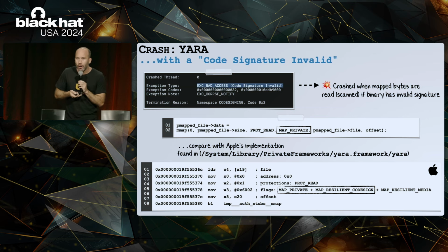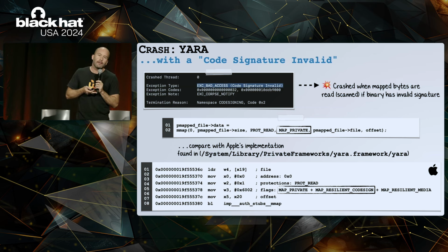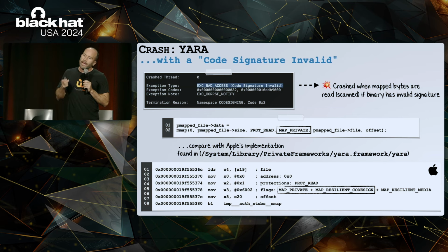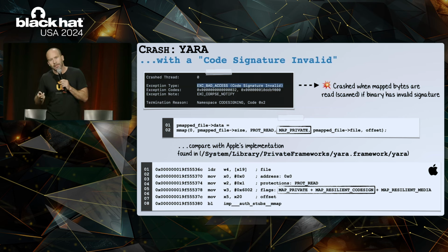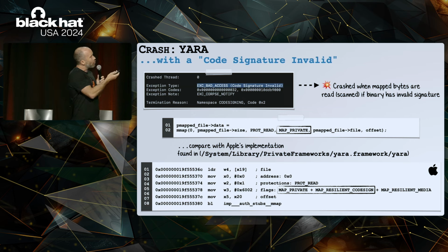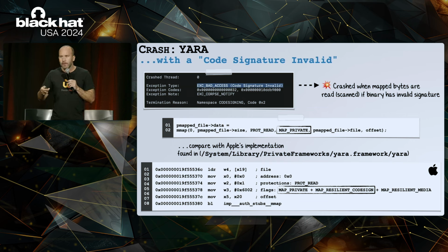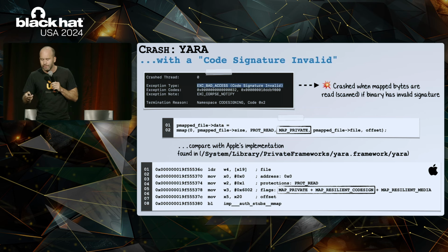Next up, we have Yara. Yara is a widespread signature scanning library. It's used in a lot of antivirus products. I was testing it in one of my tools, and I noticed this random crash. So I looked at the crash report, because again, I'm always super interested anytime something crashes. I looked at the exception type, and it said bad access, which wasn't surprising. But then the reason it gave was code signature invalid. And I was like, OK, that's super weird. So I did more testing, and I found out this crash would occur when I was scanning an unsigned binary or a binary with an invalid signature, which is super weird.